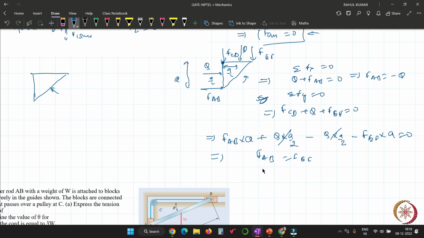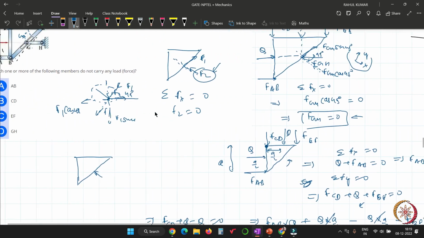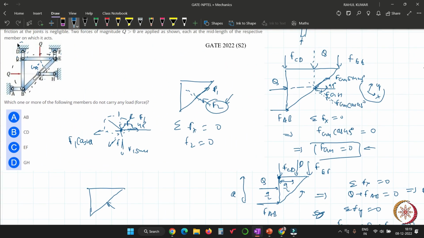Tell me. FAB equal to FEF. Yes, sir. Now substitute here FAB equal to minus Q, so FEF equal to minus Q. Now substitute this result here: FCD plus Q plus FEF, which is minus Q, equal to 0. So FCD equal to 0. So there is one more member where force is 0, and that member is nothing but the CD member. That's why the result will be GH and CD.